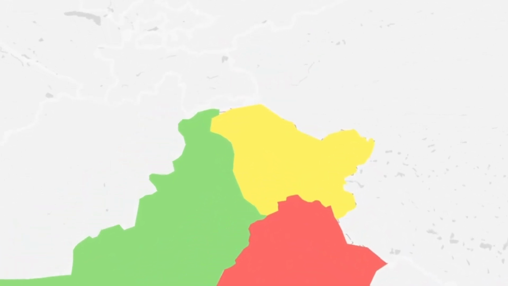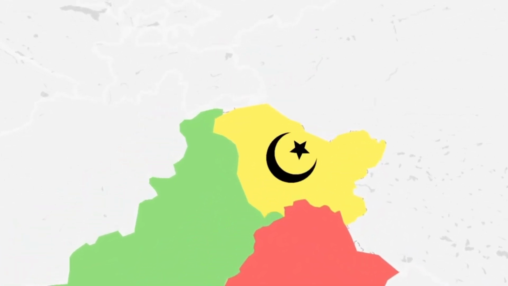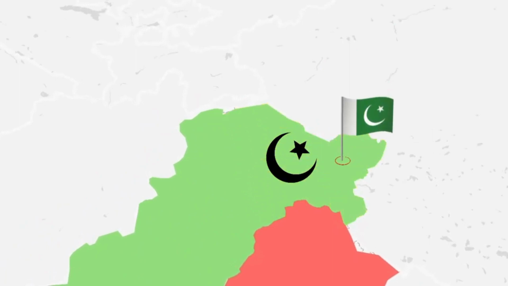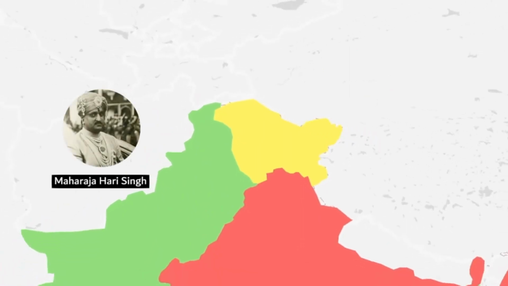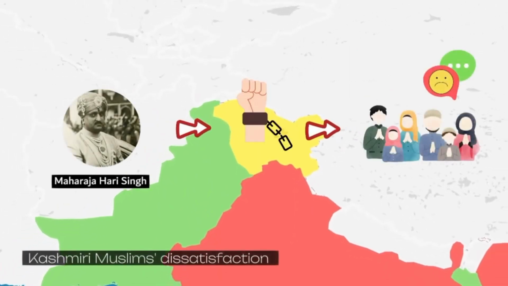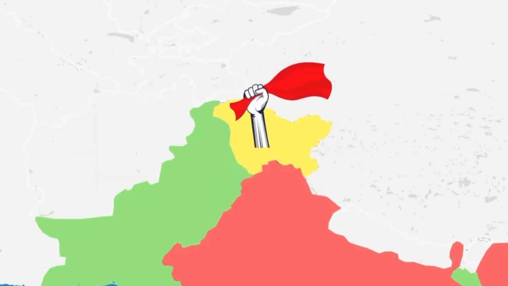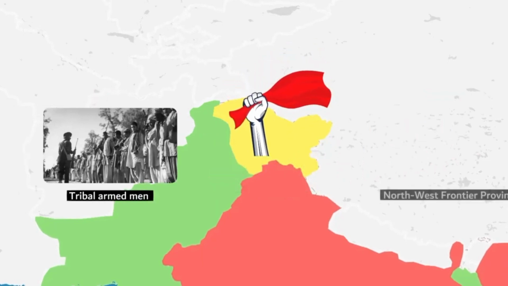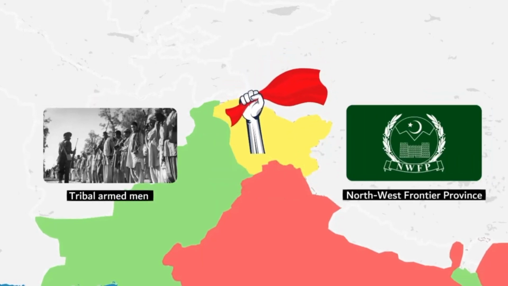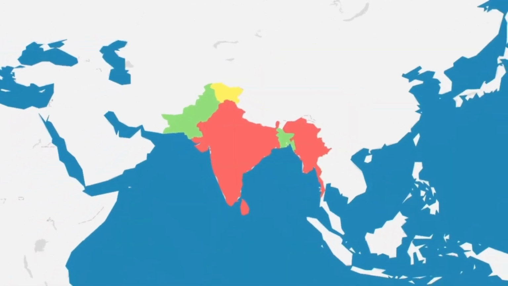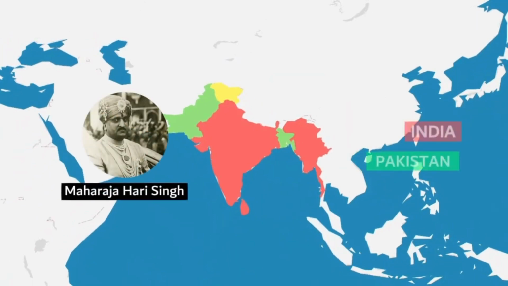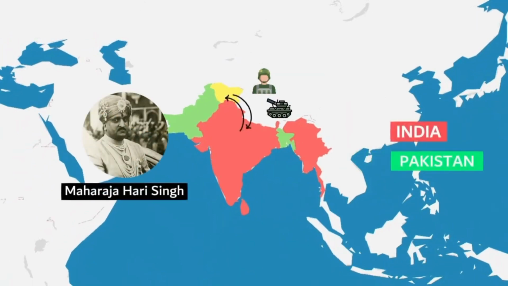As Kashmir is a Muslim-majority state, most people wanted to join Muslim Pakistan. However, Hari Singh wanted to maintain the region's independence, leading to dissatisfaction among the Kashmiri Muslims. They later launched a revolution, which was supported by tribal armed men in Pakistan's northwest frontier province. To fight against the invasion, in October 1947, Hari Singh turned to India for military support.